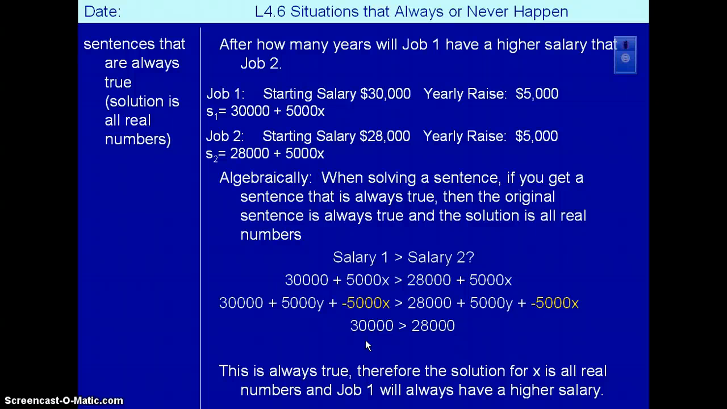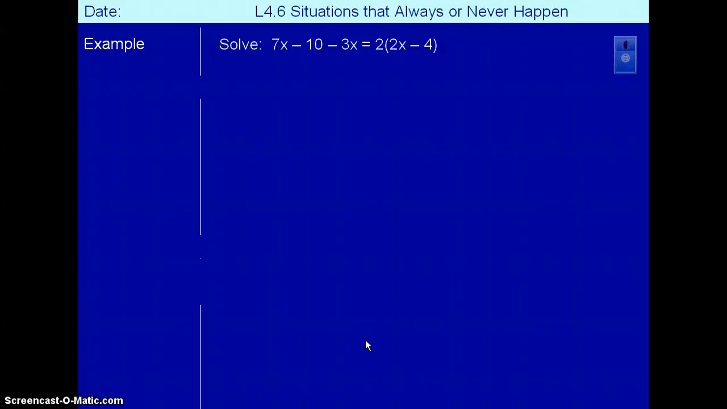This is what this looks like when we're taking a look at kind of a real life scenario. We're also going to examine today just kind of a generic equation, what happens when we're looking at a generic equation. So I'm going to ask that we solve the equation 7x minus 10 minus 3x equals 2 times the quantity 2x minus 4. So let's go ahead and get started. This, first of all, is super complex. Let's simplify anywhere where we can with like terms and using the distributive property.